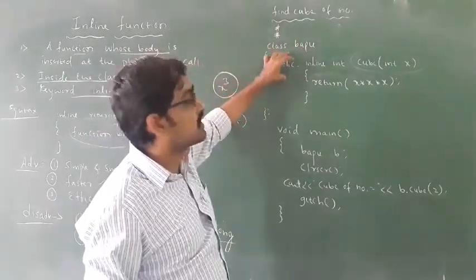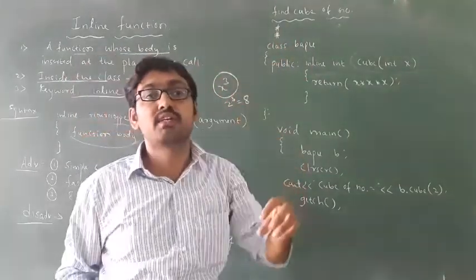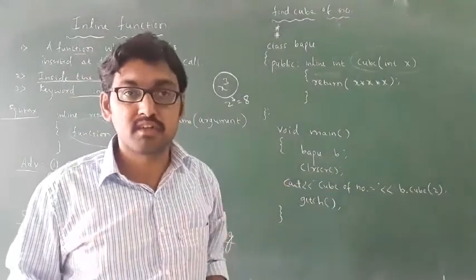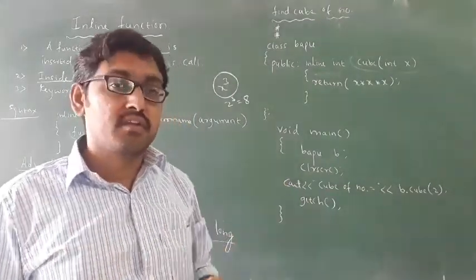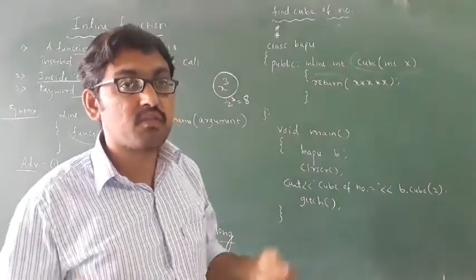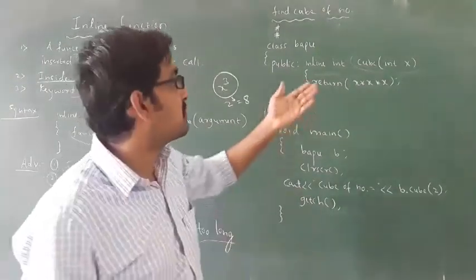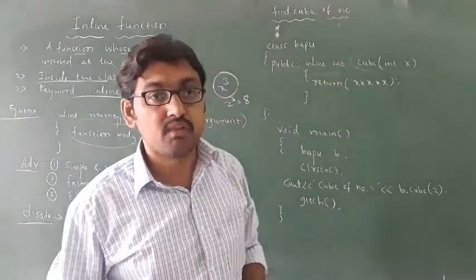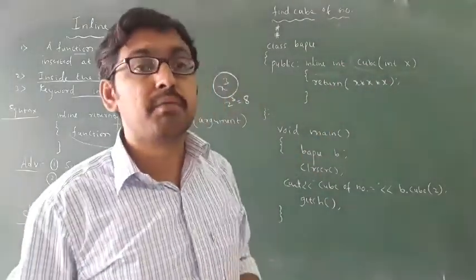Here in the public section, always you have to write an inline function in the public section only. If you write it in private, it cannot work. Always you have to write member functions in public. Which is the member function in this? Cube is a member function. Always write a member function in a public section only.